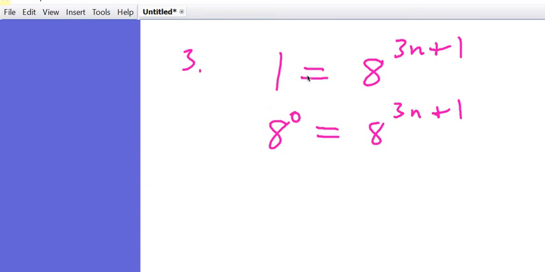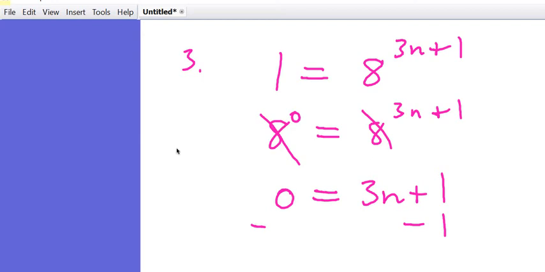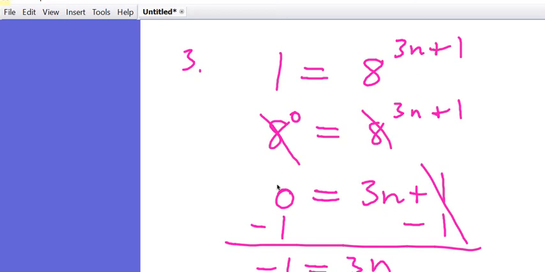Okay, so if you're equal to 1, you can always convert that 1 to whatever base that you want or need, as long as the exponent is 0, because anything to the 0 is 1. So now I don't need a prime base because I've got a common base already. So I'm going to cancel those 8's. That's going to be 0 equals 3n plus 1. Subtract 1. So then negative 1 equals 3n. Divide by 3. n equals negative 1/3. There it is.